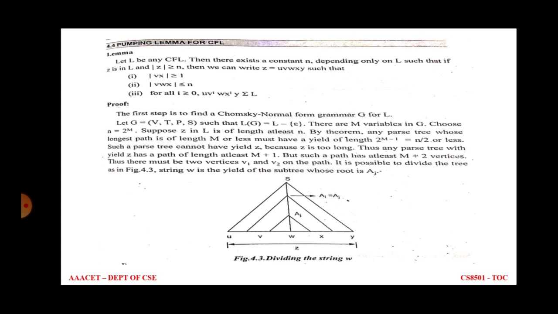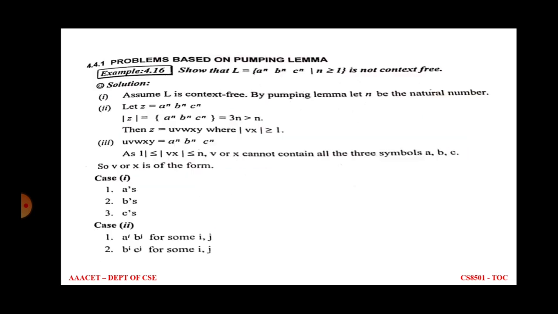So the concept is that the input string Z is split into 5 parts, that is u, v, w, x, y. This is the diagrammatic form of that splitting process. Above, they are mentioning S. S is the start symbol, because we derive the input string from the start symbol of the given grammar. That S derives Z, and for that Z we can split into 5 parts, that is u, v, w, x, y.